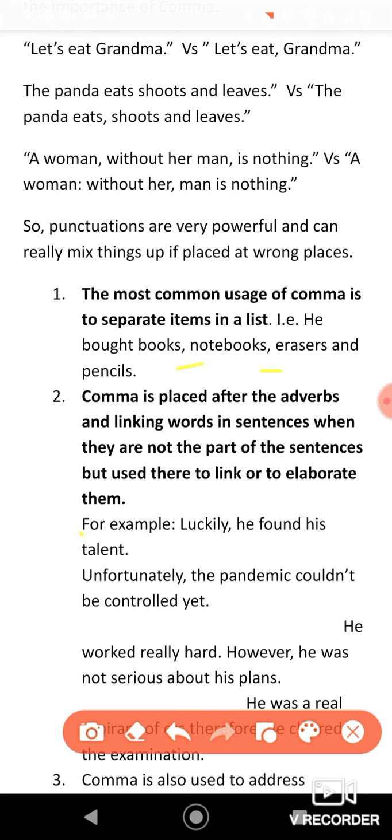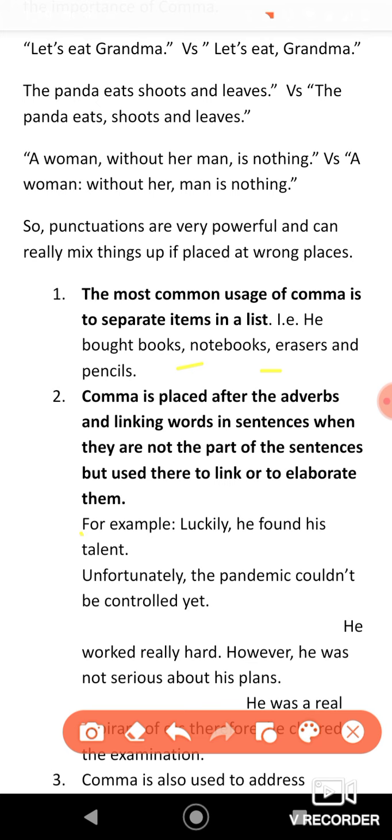Look, after books we have placed a comma, after notebooks we have placed a comma, then erasers, and after this comes the coordinating conjunction. In American English, a comma is placed just before the coordinating conjunction, but in British English, which we are following, the Queen's English, a comma is not placed before the coordinating conjunction.